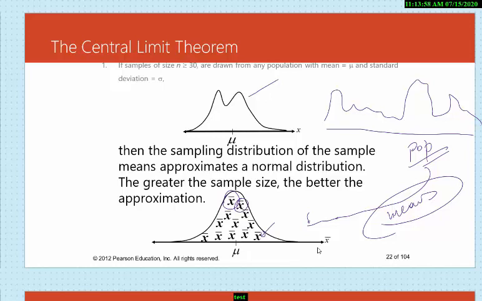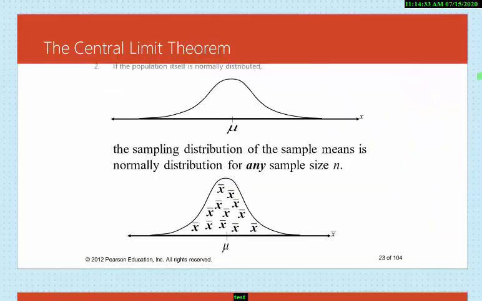Not really. It doesn't always work. There are some conditions that need to be satisfied in order for that to work. First of all, the first thing that we need to understand is that if we start with a population that is normally distributed, then we will end up with a sampling distribution that is also normally distributed. That's for sure. So we have no issue with that.